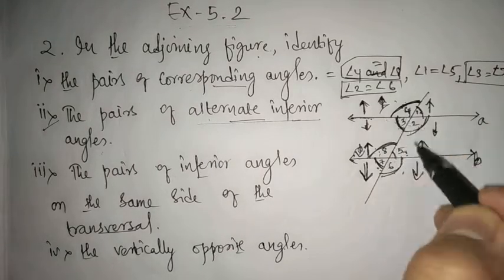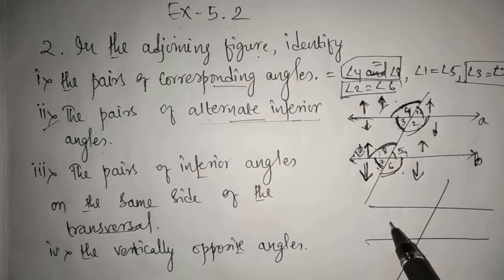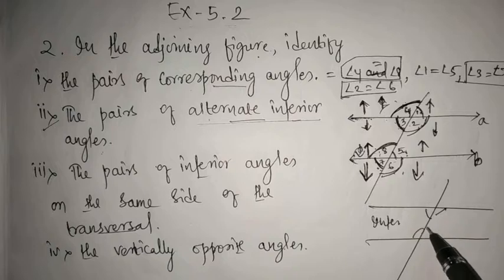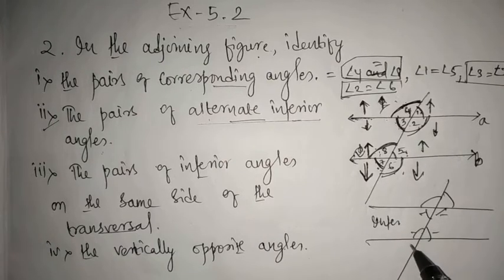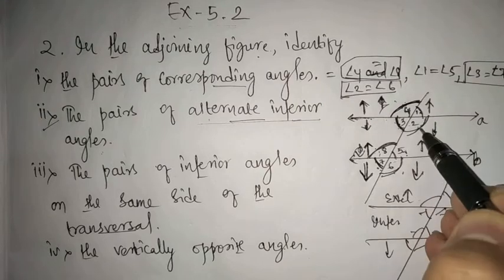So inside the parallel lines is your interior angle. This is your interior side. Whatever angles are over here, those are all the alternate interior angles, and the angles formed above are the alternate exterior. This is the exterior side. Exterior means outside, interior means inside. So what are the alternate interior angles?